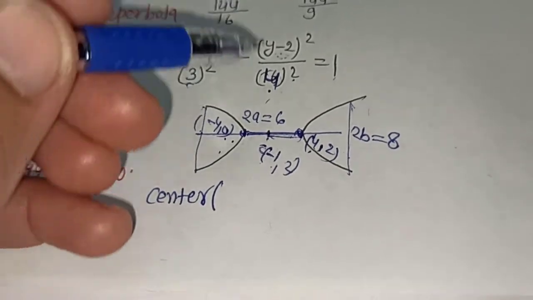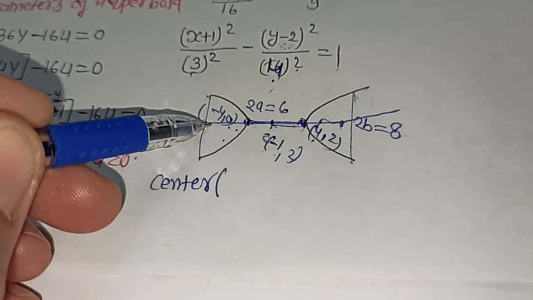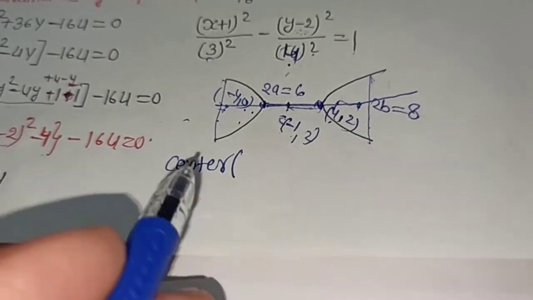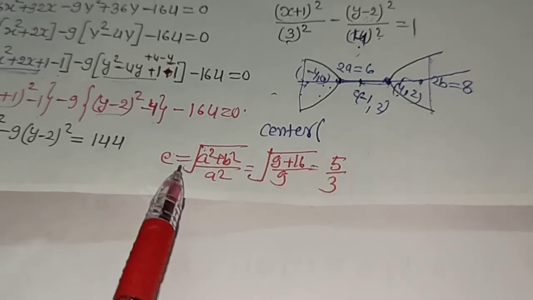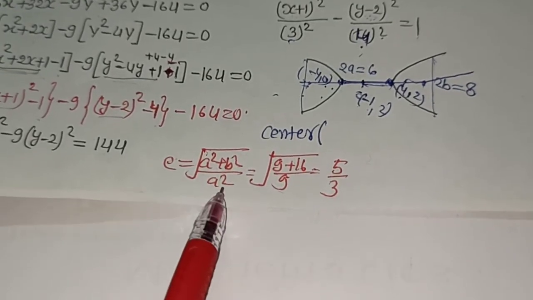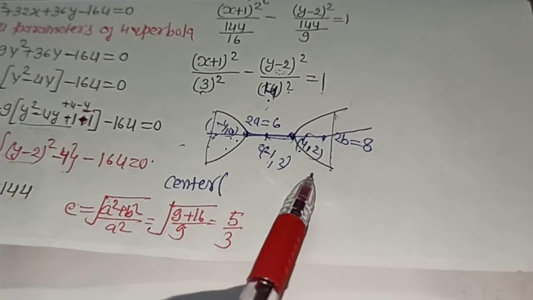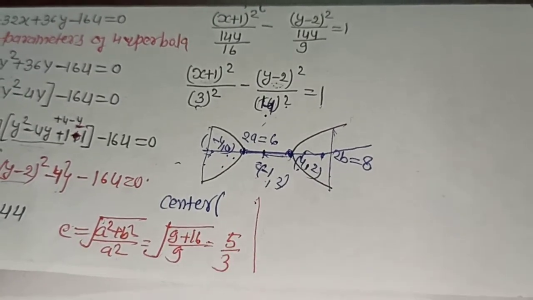Now you have to find the focus coordinate. Let me consider the focus will come here, and before the focus we require the eccentricity. So first of all we will use the formula of eccentricity. The formula of eccentricity is under root a square plus b square upon a square. So now the eccentricity will be 5/3. Now we can easily find the coordinate of the foci.